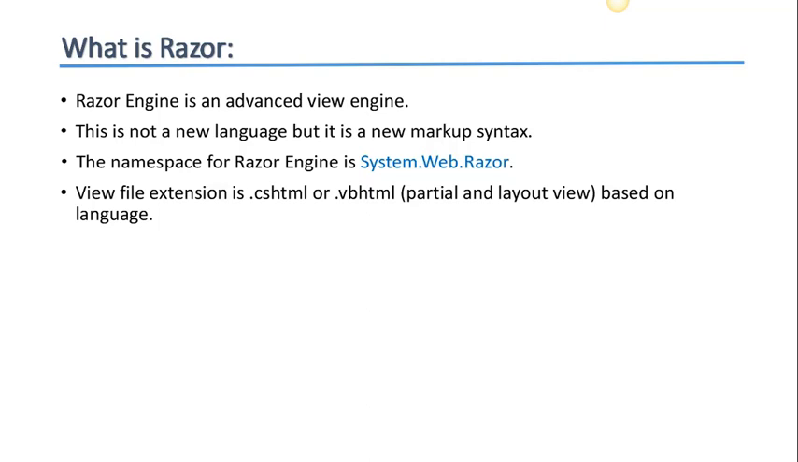The file extension for the Razor view is .cshtml or .vbhtml, based on the language, and for the partial view and layout view it should be the same view file extension.